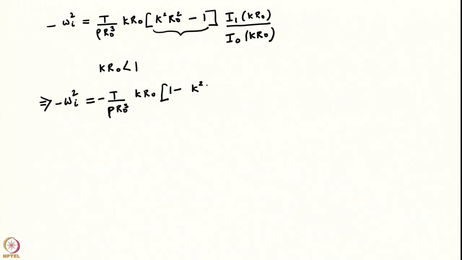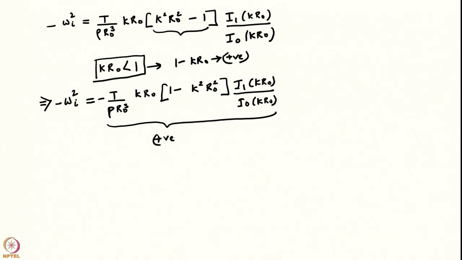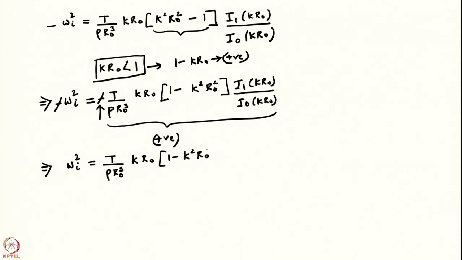So this becomes 1 minus k square r0 square. Why am I doing this? Because when kr0 is less than 1, then 1 minus kr0 is positive. So by reversing the thing, I have made sure that this entire quantity is now positive. The negative part is contained here. And this negative gets cancelled, and so I obtain omega I square is equal to T by rho r0 cube, kr0 into 1 minus k square r0 square, into I1 of kr0 divided by I0 of kr0.